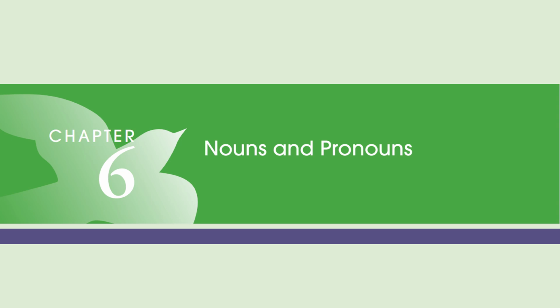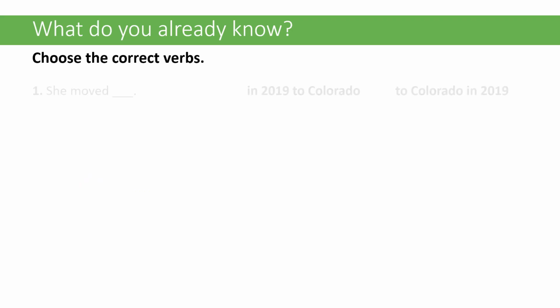So this video will cover Chapter 6, Nouns and Pronouns, Lesson 2. In this lesson, we'll talk about word order, subject-verb agreement, and adjectives. So let's see what you already know.